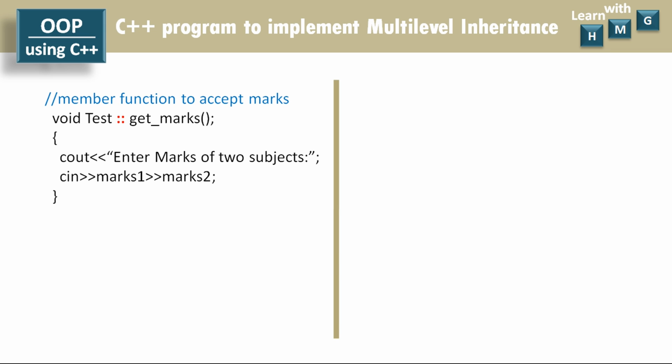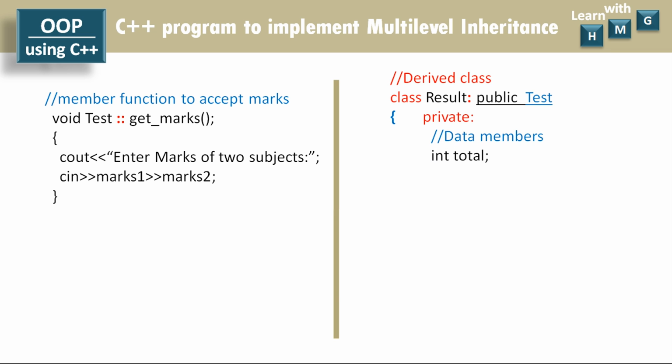Let us define the derived class result, which is derived from the test class. So my first line of class definition is class result colon public test. So the result class is publicly derived from class test. Private section, only one data member, that is total. Public section, in the public section now put total.